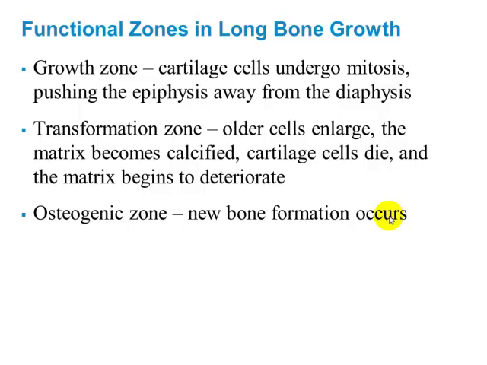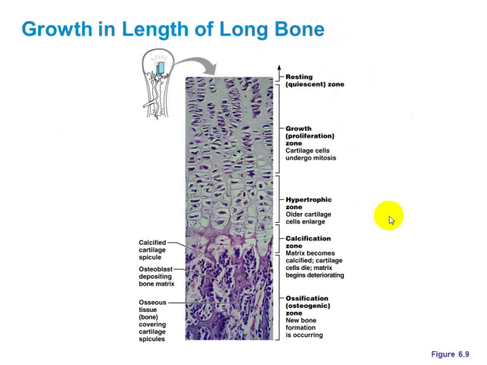And then it's going to change to bone. Okay? This is where we have what's called the osteogenic zone. So let's take a look at this. If we were to take a bone of a growing individual and section right along the epiphyseal plate, we would see right here, take a section out and focus in on it. What we would see, we could see these different zones.